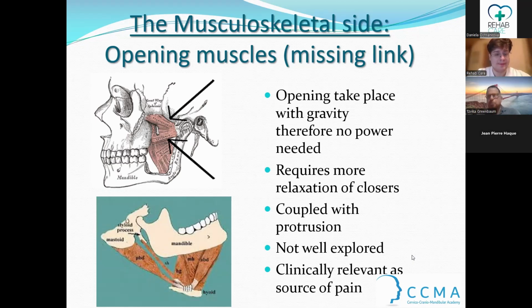One of the arguments for not exploring the missing link, the openers, before, was that opening takes place with gravity. So it's enough for you to inhibit and rest your closers to open the mouth. This is partly right and partly wrong, because initially you can open your mouth by relaxing your closers.